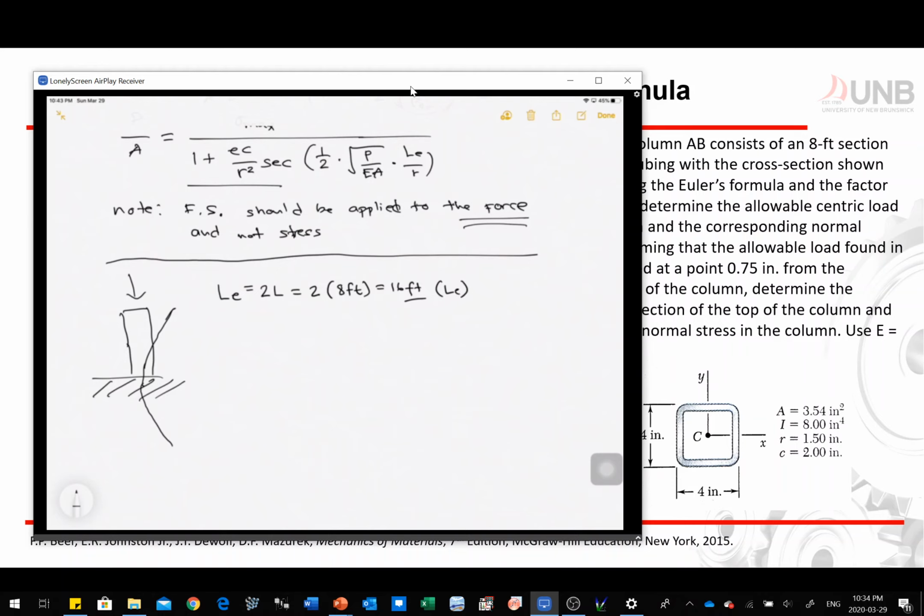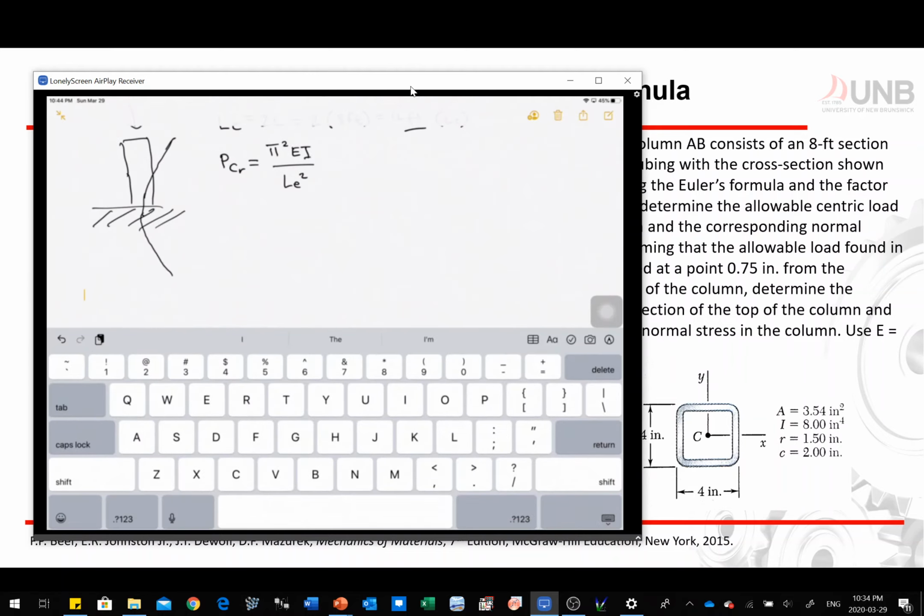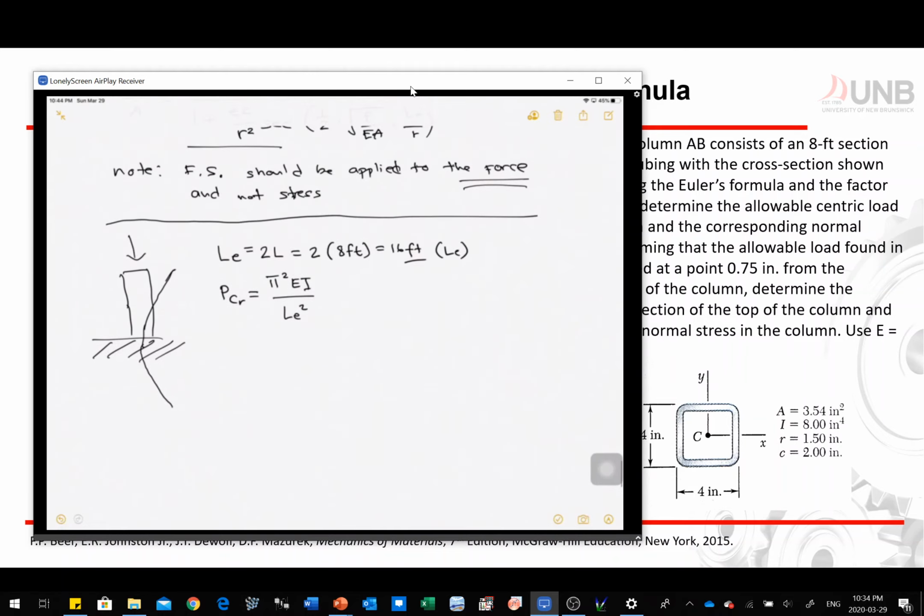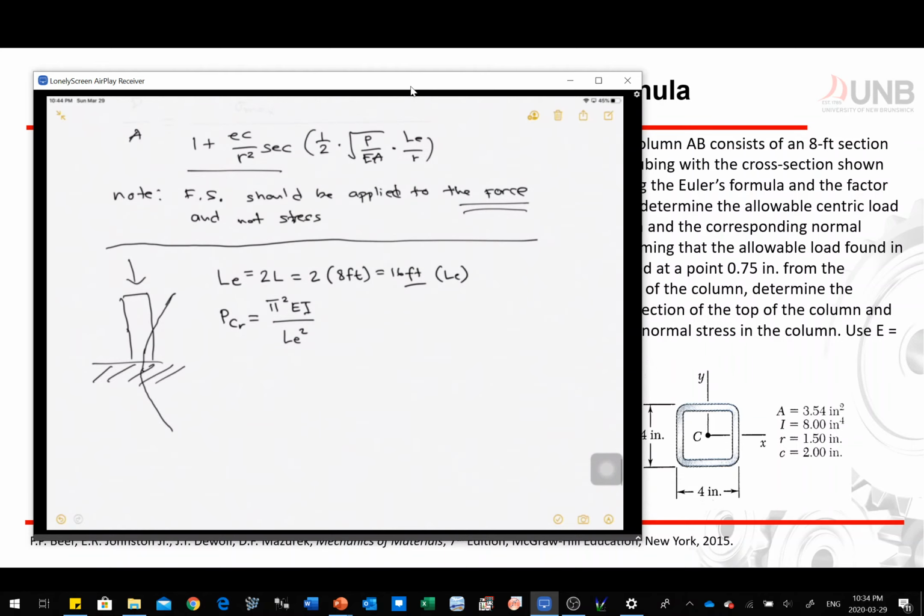Now, from these numbers, we can also calculate our PCR. Now, what's the equation for PCR? That's pi squared EI divided by L sub E squared. Now, as long as you have your LE, you have your E, you have your I, you can get PCR. So that's one hint that you can easily get your PCR.